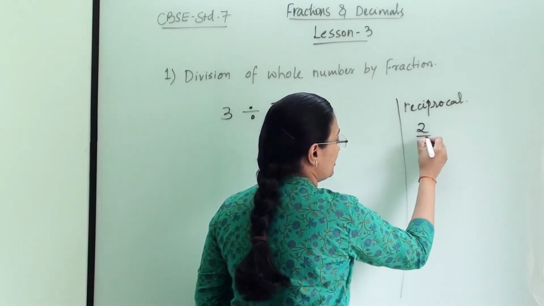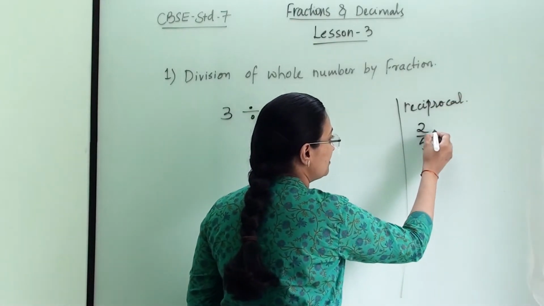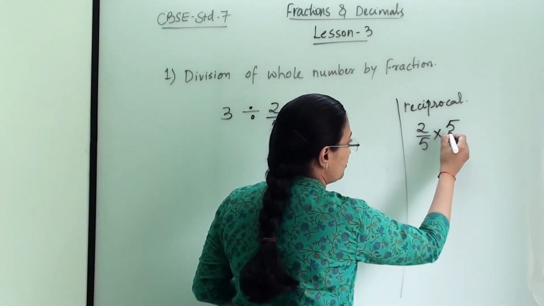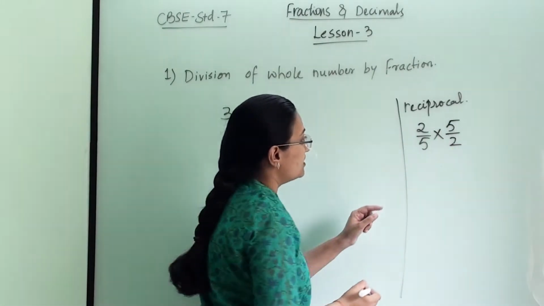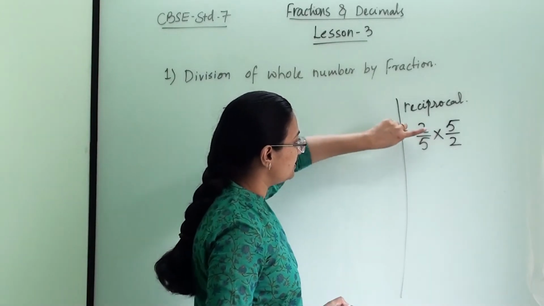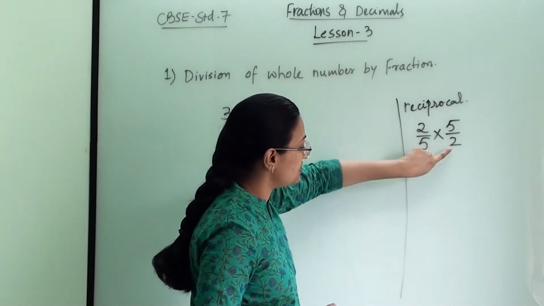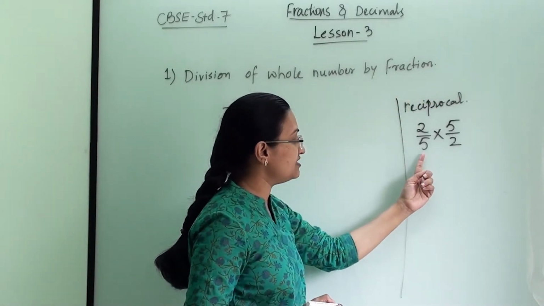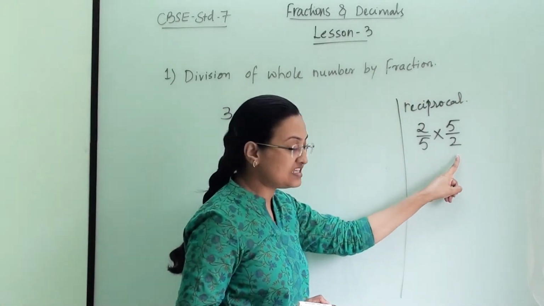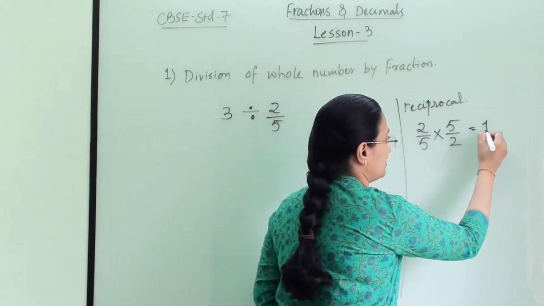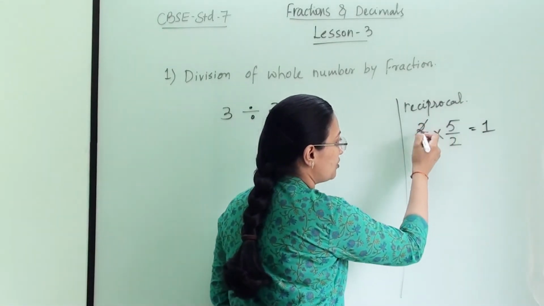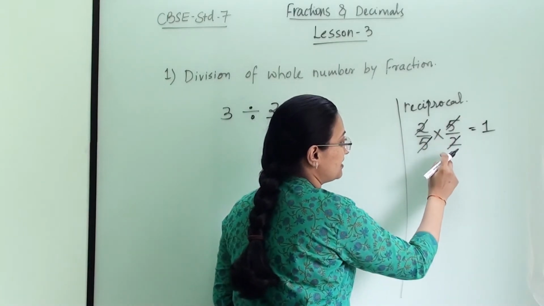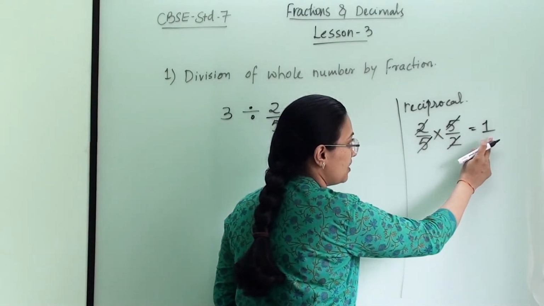whatever number or whatever fraction we have, when we multiply this with its reciprocal, the reciprocal is 5 by 2. Now how have we written this reciprocal? The numerator will become denominator and denominator will become numerator. When we multiply the fraction with its reciprocal, we will get 1. Why will we get 1? Because 2 and 2 we can cut here, and 5 and 5 we can cut here. So we will get 1.